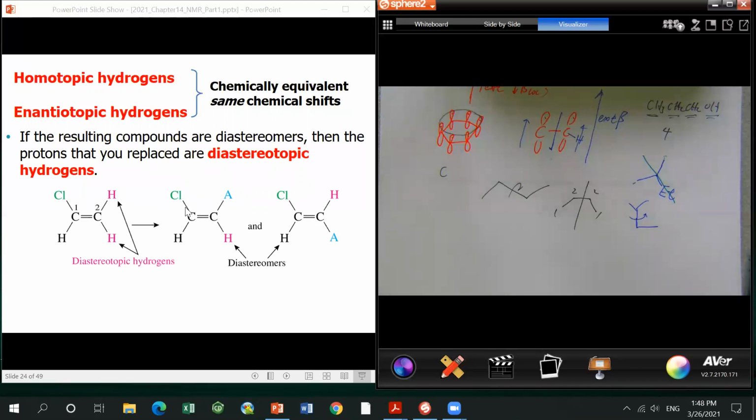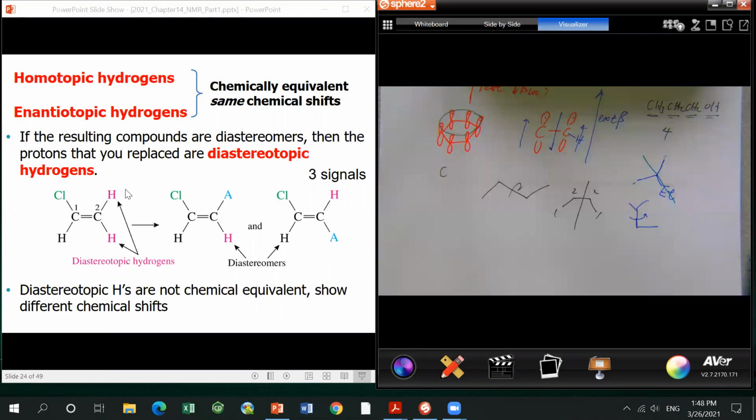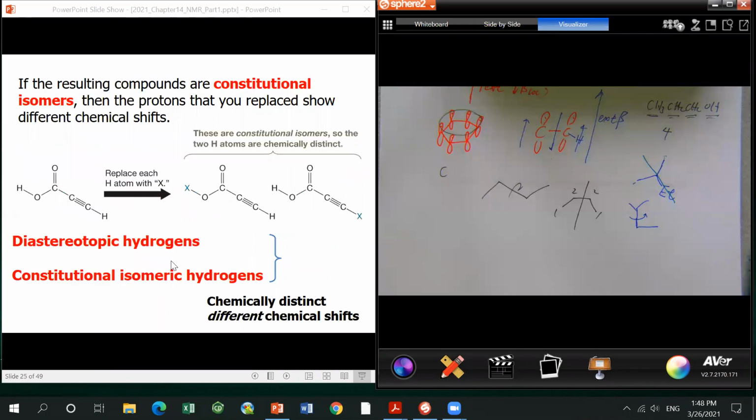So typically this one is cis and this one is trans, cis and trans isomers, the diastereomer topic. So that belongs to different chemical shapes. And then for this molecule, all three protons show different chemical shifts. So just keep in mind, diastereotopic protons are going to show different chemical shapes.